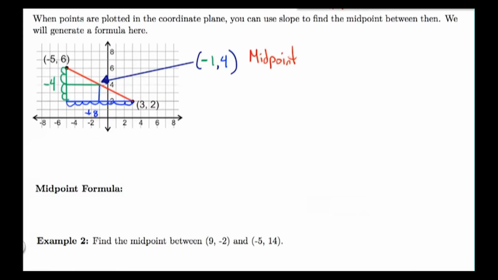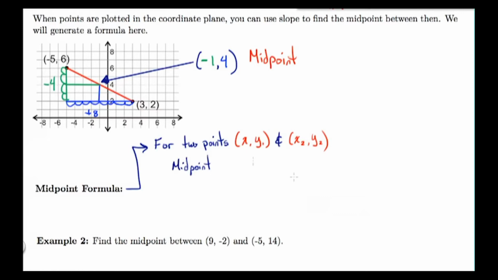So I can find this algebraically as well. So given these 2 points, x sub 1, y sub 1, and x sub 2, y sub 2, I can find the midpoint by adding the 2 x coordinates together and dividing by 2, and the y coordinates together and dividing by 2.